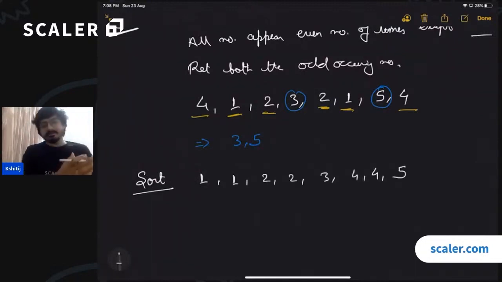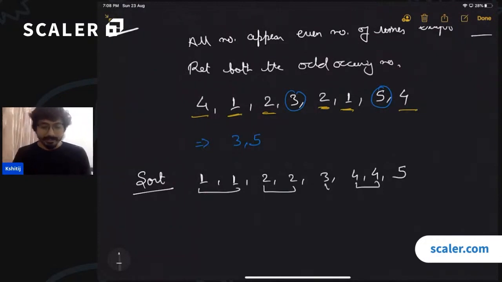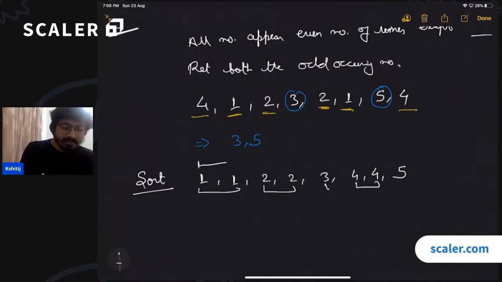If all the numbers are sorted, can I say that all the numbers which are appearing an even number of times will always appear together in the sorted array? Since the values are the same, the pairs are always going to appear together, right? So once the array is sorted, you can quickly count the occurrences of each and every element, right?